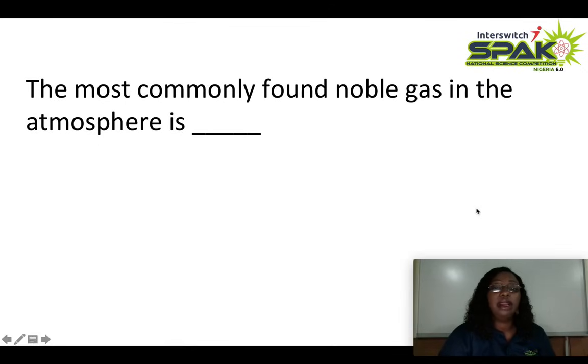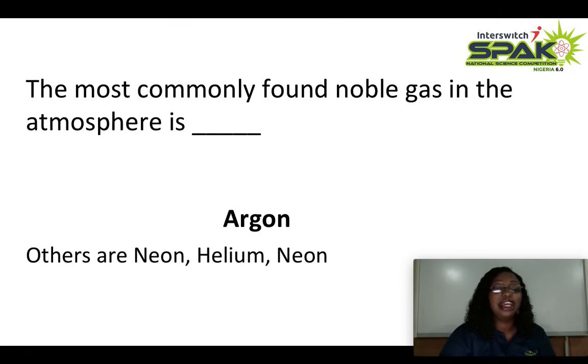The most commonly found noble gas in the atmosphere is argon. So argon is the most commonly found noble gas in the atmosphere. Other noble gases, or you call them inert gases, group 8 elements, are neon, helium, and xenon. These are other noble gases in the atmosphere.